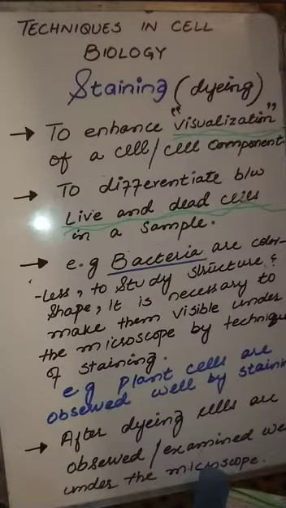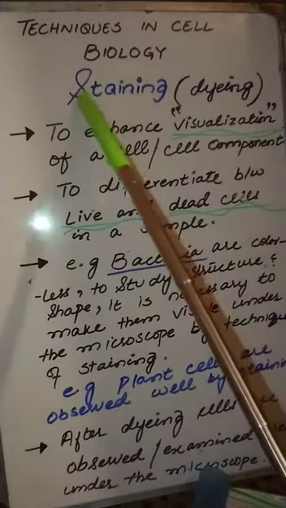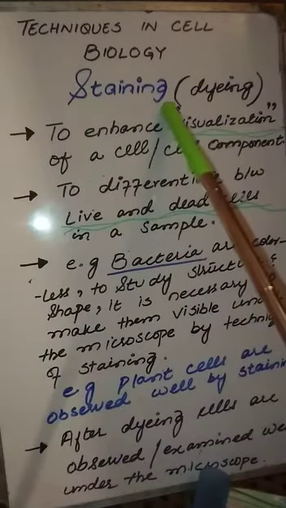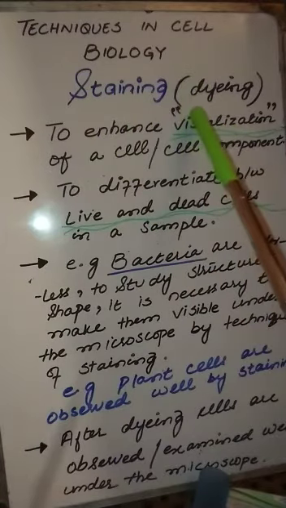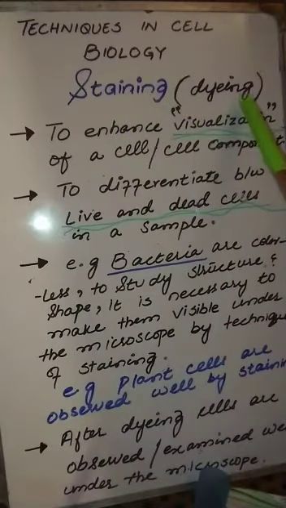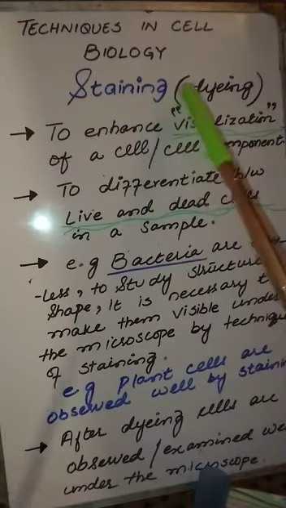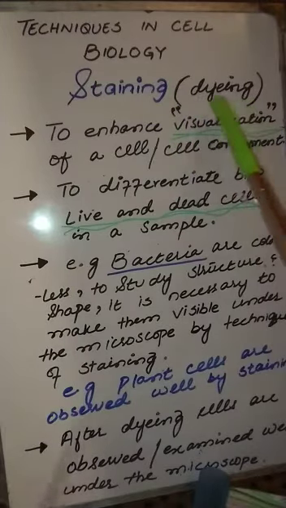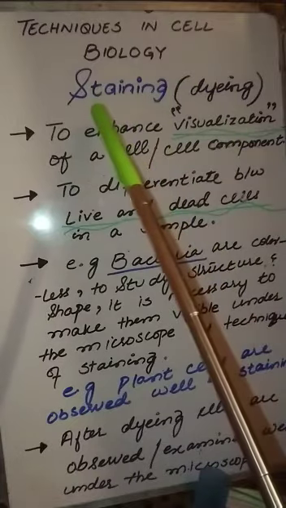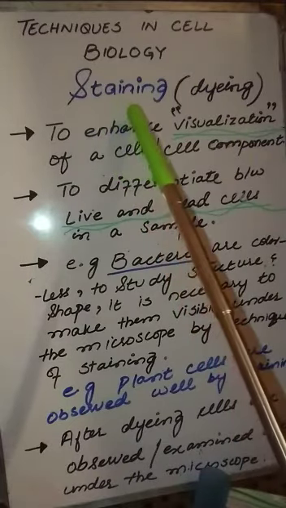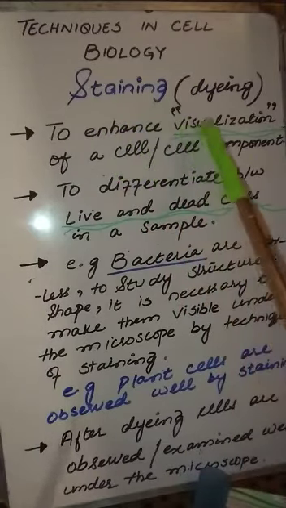Again, we are doing one more technique right now, and that is the technique of staining, which is very important in cell biology. Staining is also called dyeing. To dye any object or any cell is the technique called staining. The basic purpose of staining is to enhance visualization.